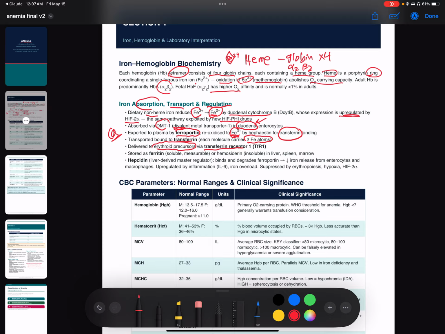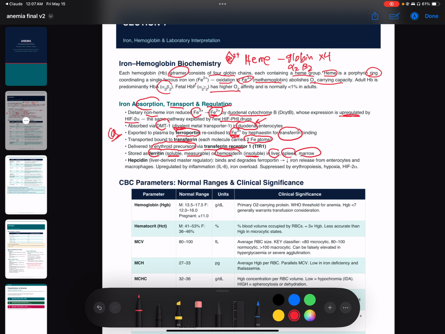And we have two forms of stored iron, ferritin and hemosiderin. The main difference is that ferritin is soluble, so it can exist in the blood or the plasma, so you can actually measure it. While hemosiderin is insoluble and it just accumulates in the liver, the spleen, and the marrow.